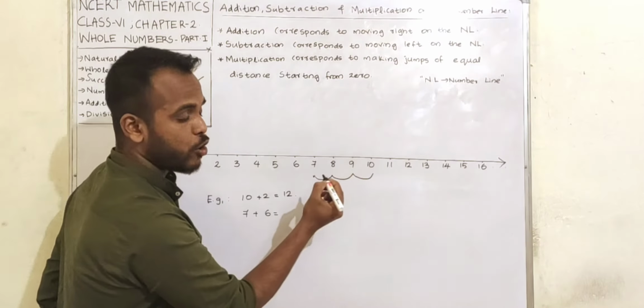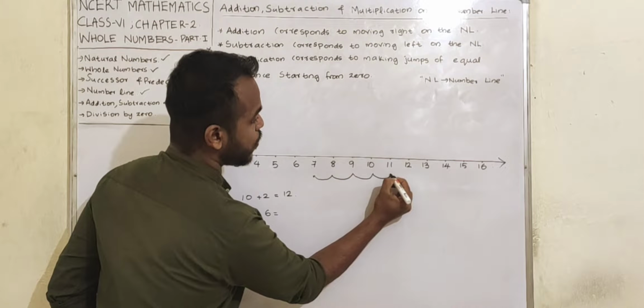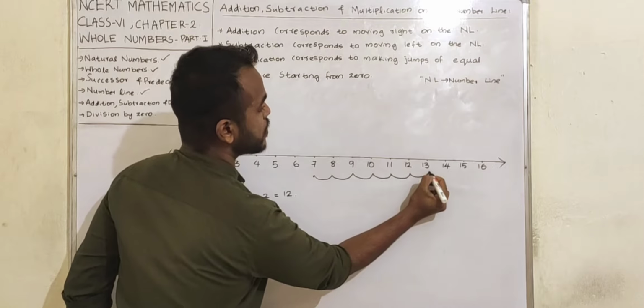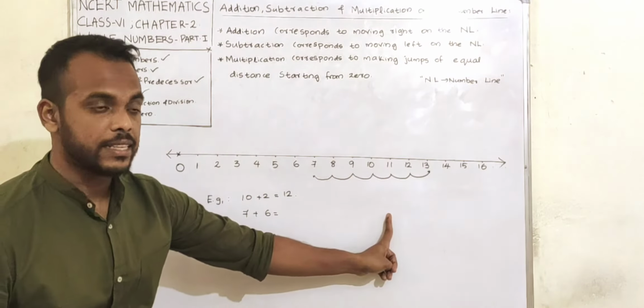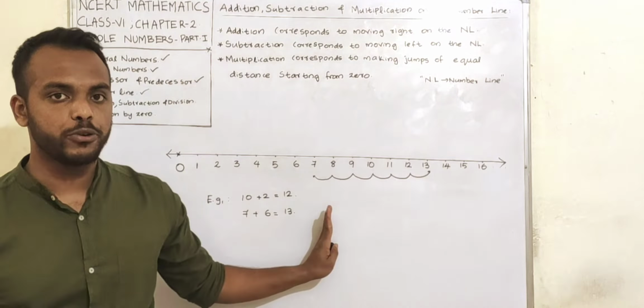Count with me. How many has it gone? 1, 2, 3, 4, 5, 6. So the answer is 13. 7 plus 6 is 13. I hope you understood this one.